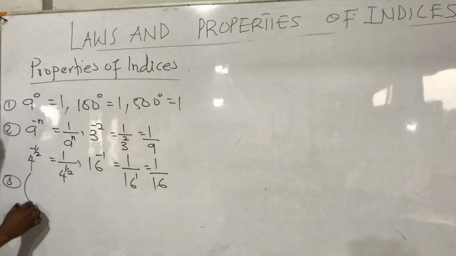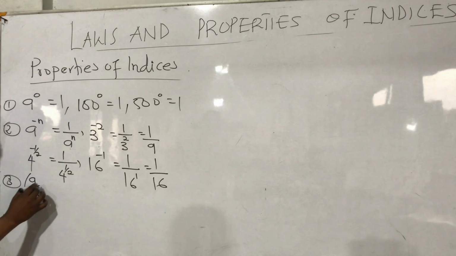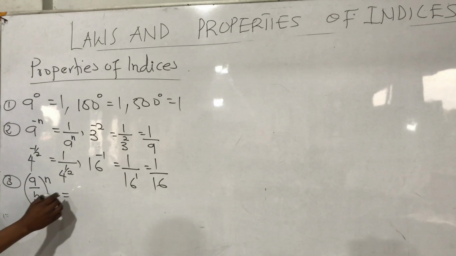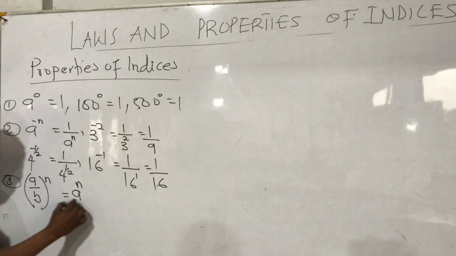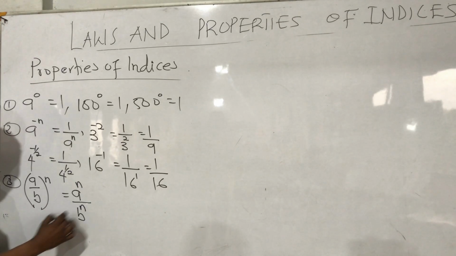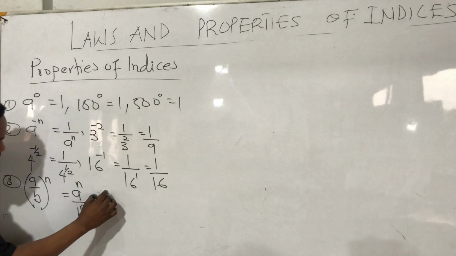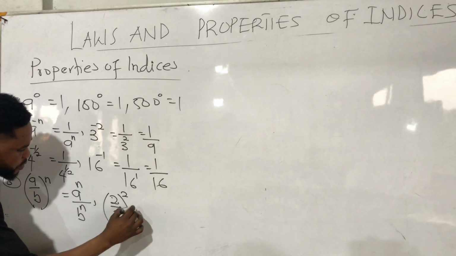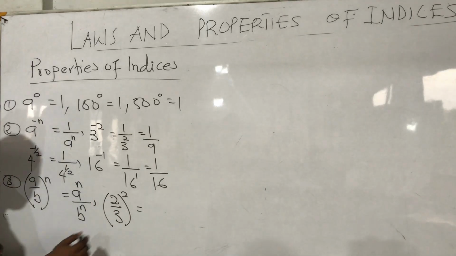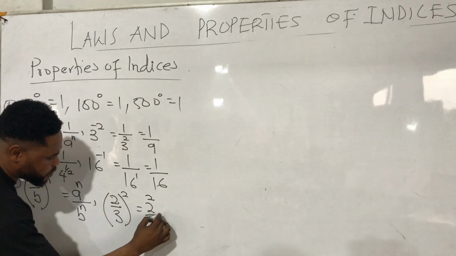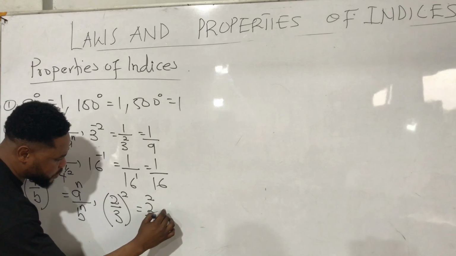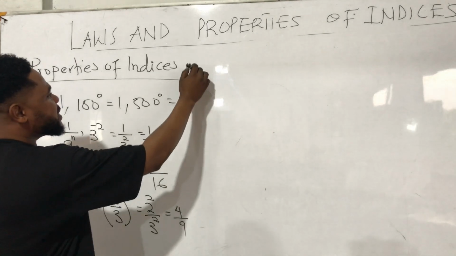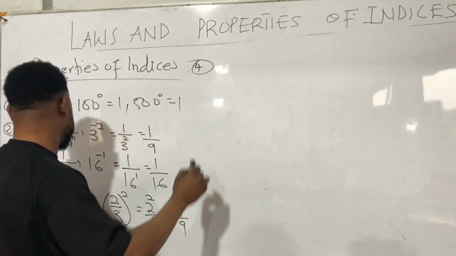Now, if I have a over b all raised to the power n, we can expand this as a raised to the power n all over b raised to the power n. So an example is that if I have 2 over 3 raised to the power 2, how do I simplify this? It will be 2 raised to the power 2 over 3 raised to the power 2, which is going to give me 4 over 9. Let us look at our fourth property.